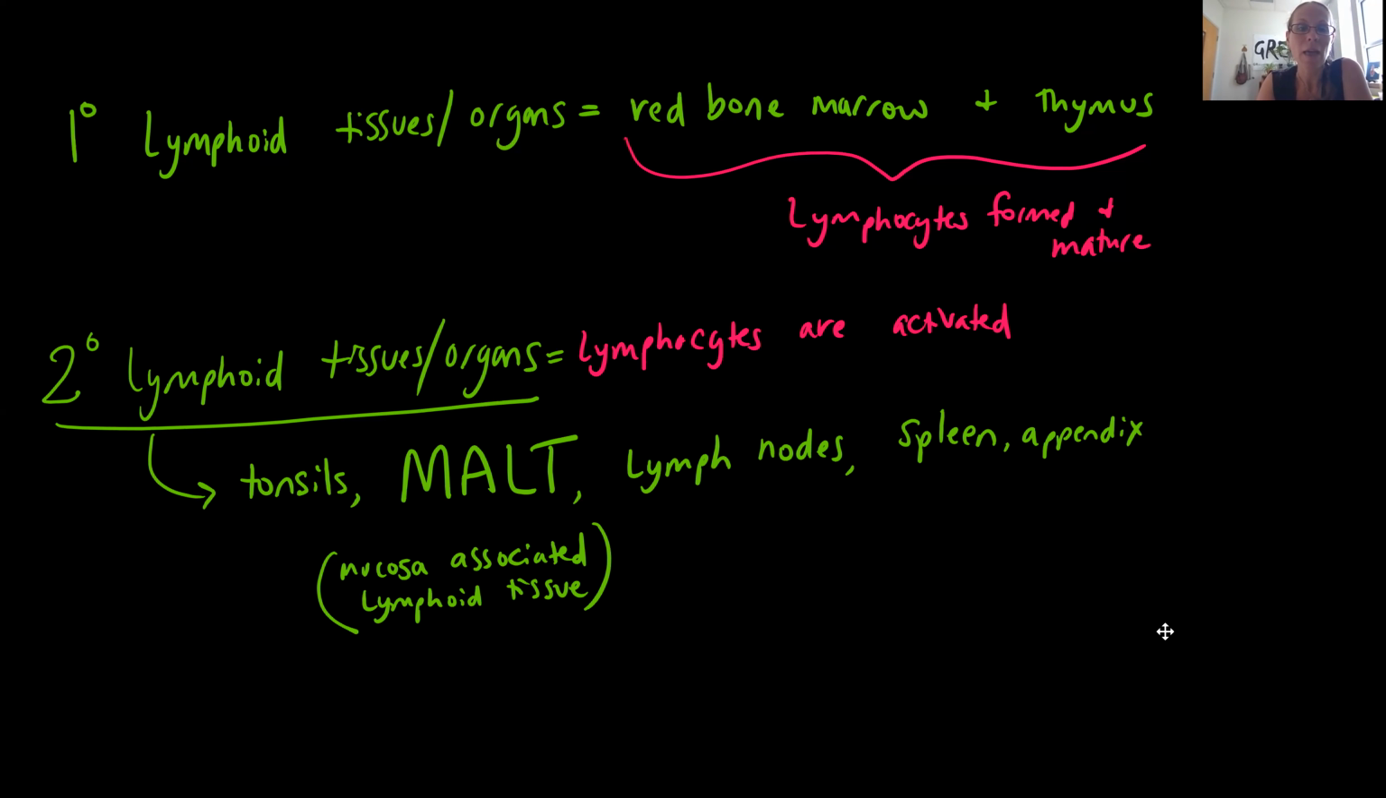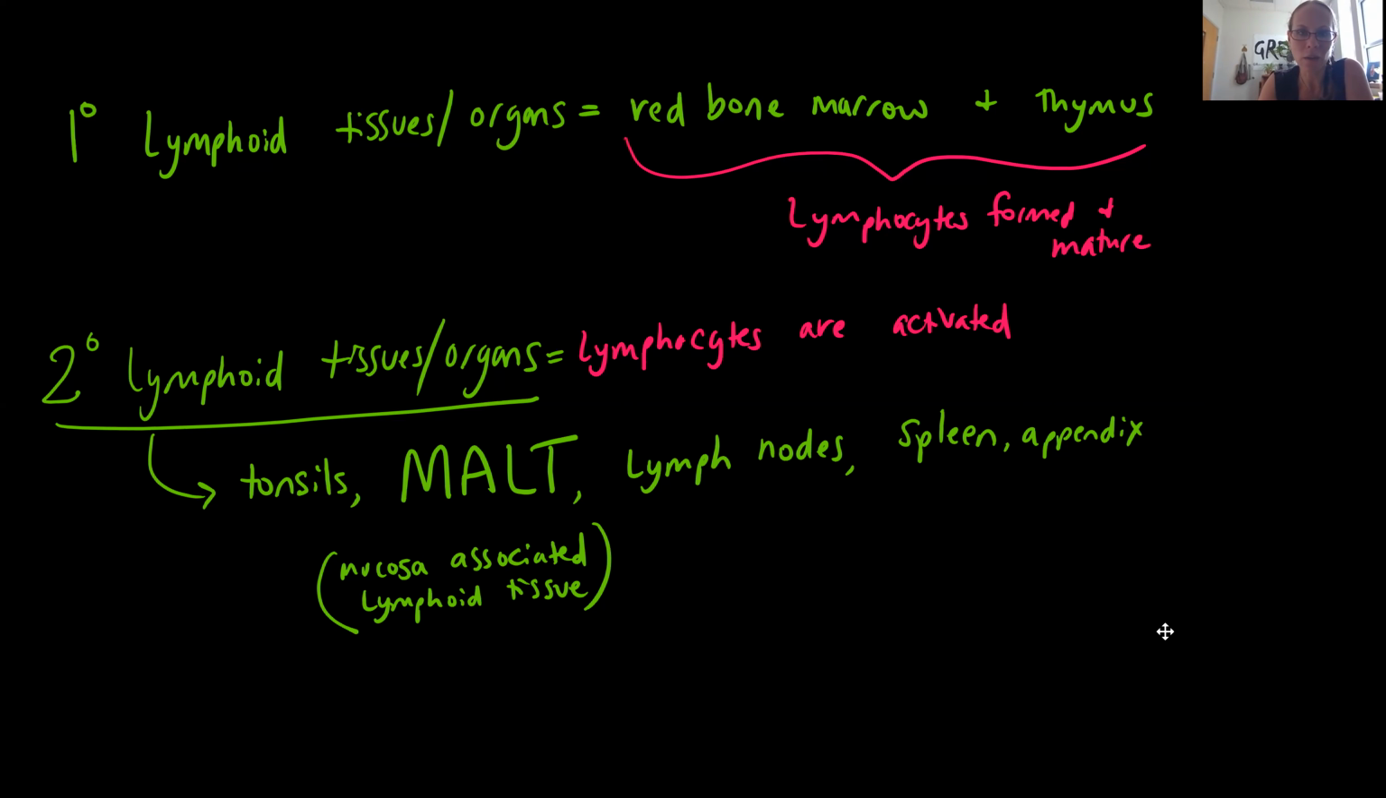Our secondary lymphoid tissues and organs are more those locations of where those lymphocytes are activated, where they're really doing their job. The big group here, the primary thing, is what's called the MALT. MALT stands for mucosa-associated lymphoid tissue.